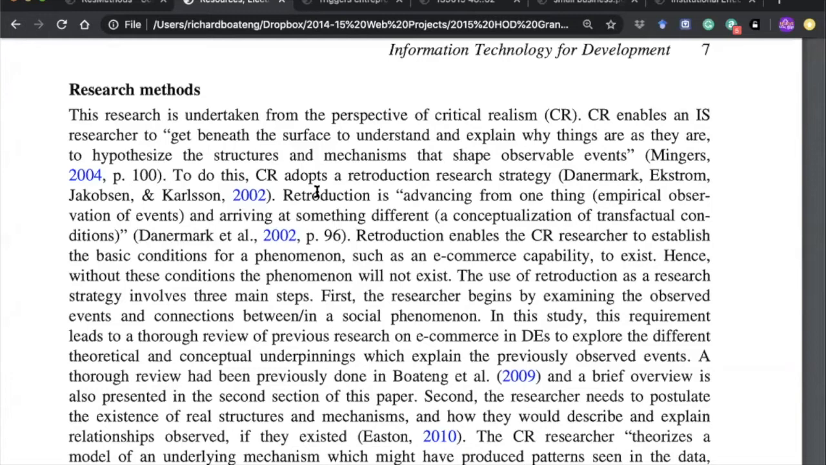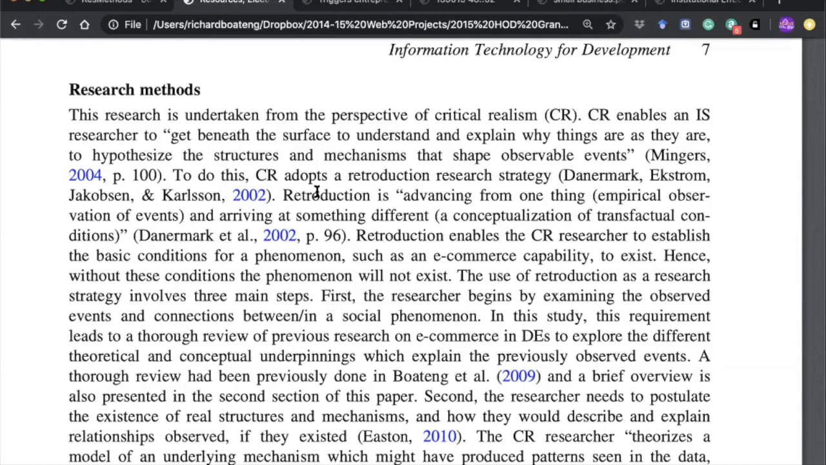Conceptualization of factual considerations. Retroduction enables the CR researcher to establish the basic conditions for a phenomenon such as e-commerce capability to exist. Hence, without these conditions, the phenomenon will not exist. So why does your phenomenon exist? How does it exist? That is what you end up doing in retroduction.